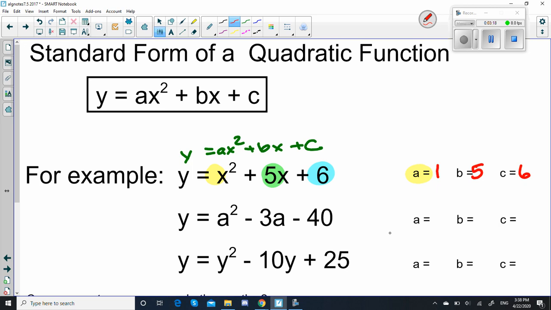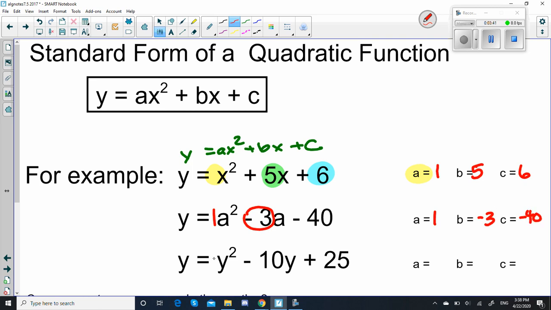Okay, press pause and go ahead and try it for the other 2. Come up with the A, the B, and the C for each. Okay, hopefully you came up with the A, B, and C for each. On here, my A would be 1. My B is negative 3. And my C is negative 40.